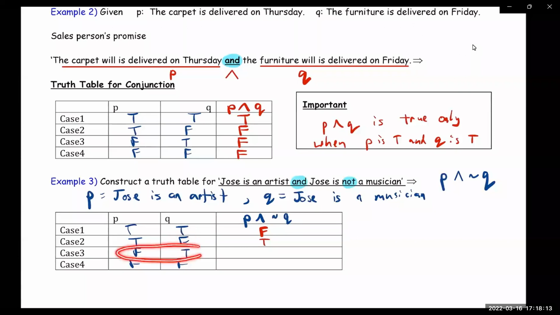So for the next case, you're going to have false. And what's not Q in this one?